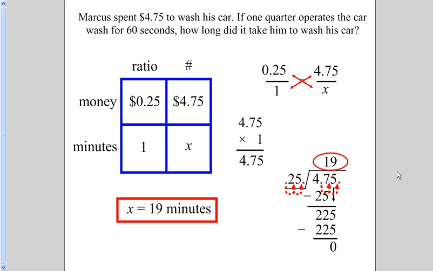Marcus, in using $4.75, was able to get 19 minutes of this car wash machine to wash his car. If you did solve this using seconds, you'd have a larger number. You would have 1,140 seconds, but that would also be a correct answer to this problem if you solved it using seconds.